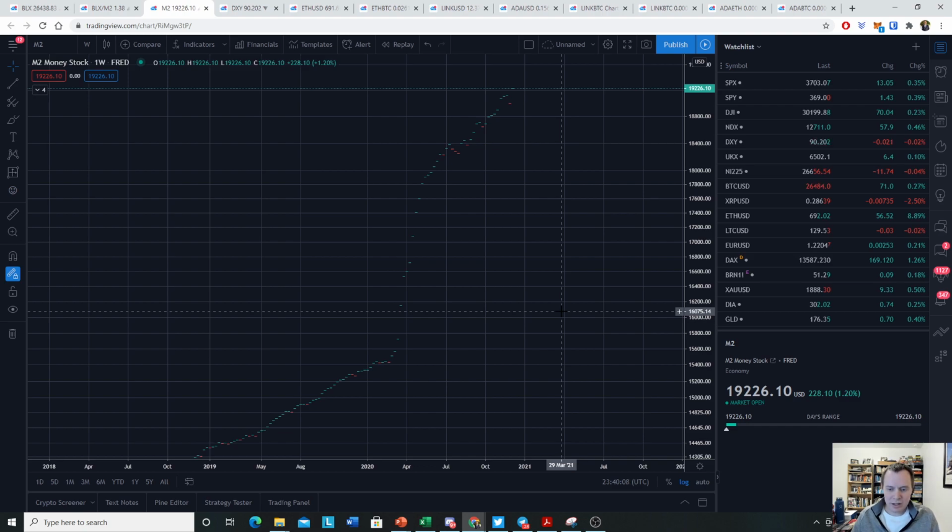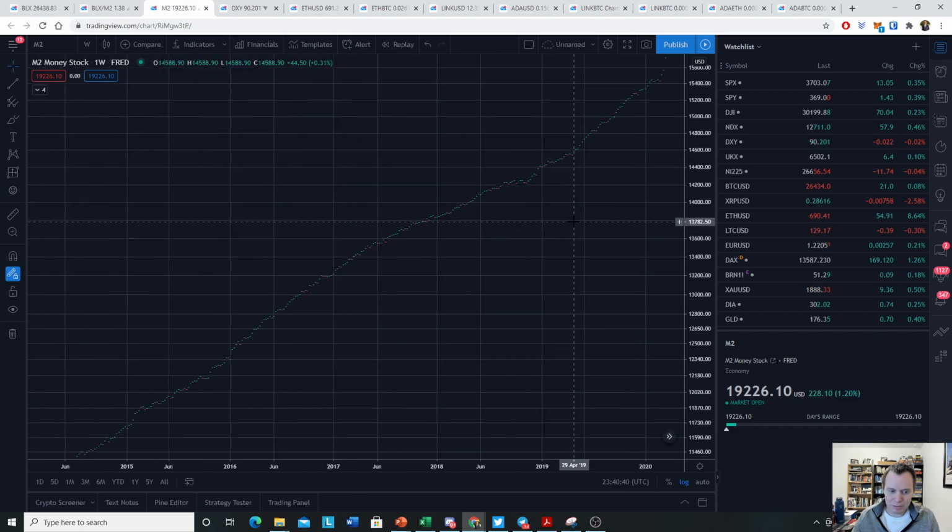M2 essentially encompasses everything in M1, which is like checking deposits and cash. But it's also a little bit more broad than M1. Not everything in M2 is necessarily as liquid, but it's a good indicator to account for things like inflation and just the general money supply. So you can see that since March, the trend has completely changed.